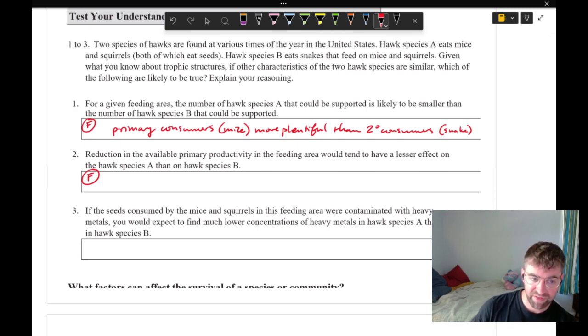Assume primary productivity is reduced from 100 kilograms of biomass to 50. So we cut it in half. Prior to the loss, the feeding area would support 10 kilograms of primary consumers. 10% of 100 is 10. That 10 kilograms would be used to support 1 kilogram of secondary consumers, snakes and hawk A. Right?